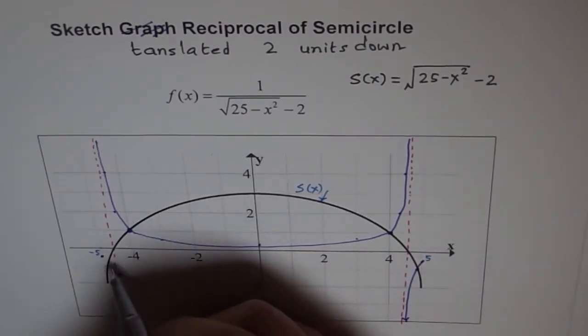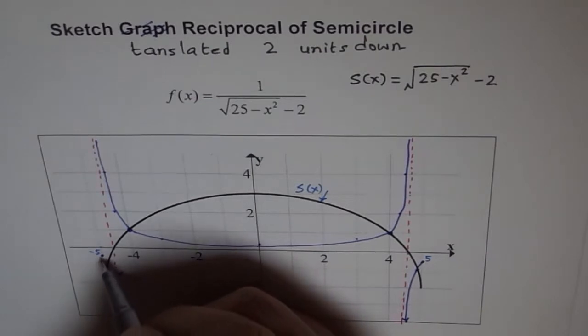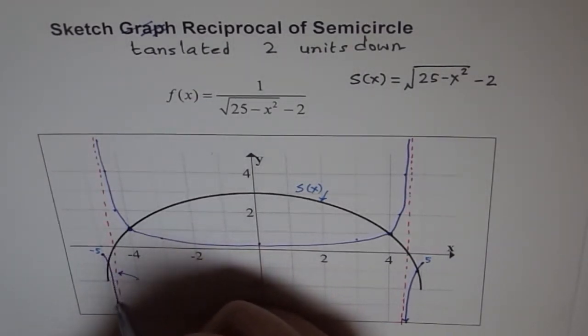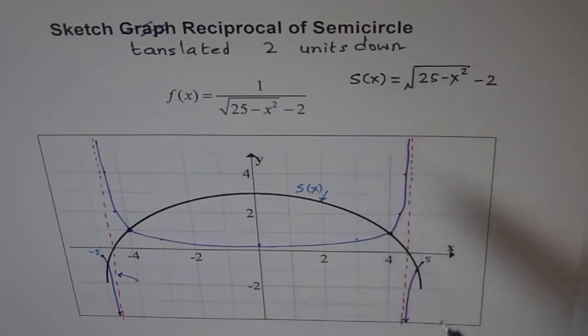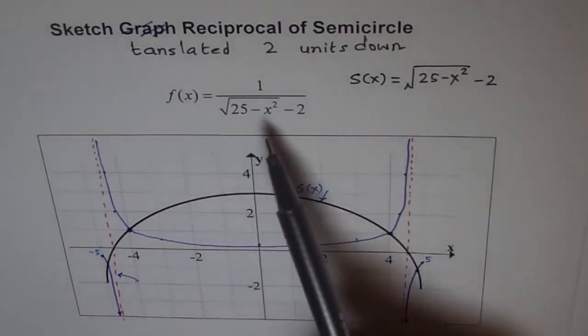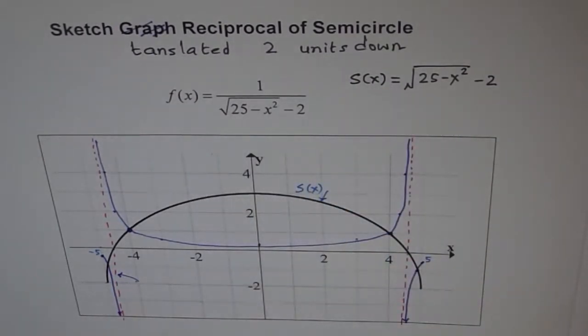Is that okay? So from -2 we'll join 1, of course. -1 is invariant, and we connect. So we get a beautiful graph in 3 pieces, which represents the reciprocal of S of x, or the graph of f of x. Do you see that? That's how we find it.